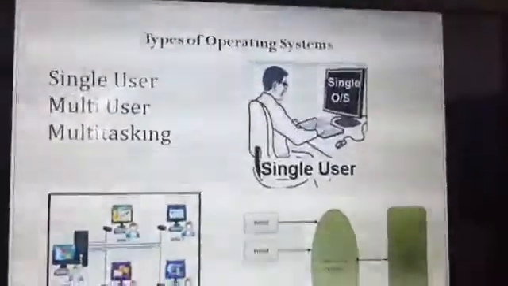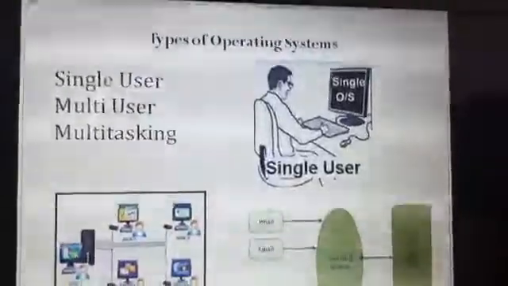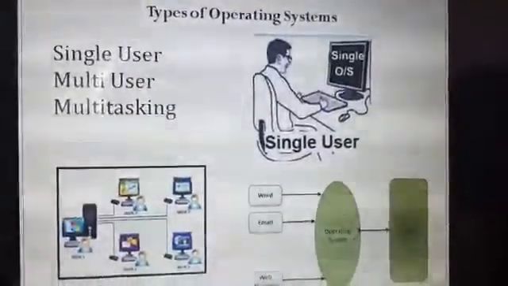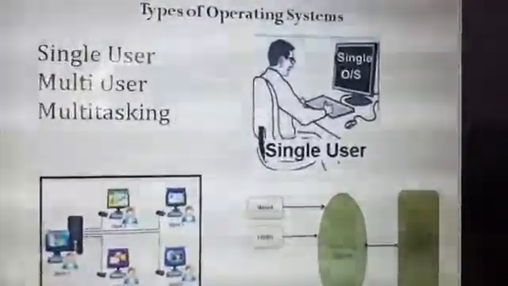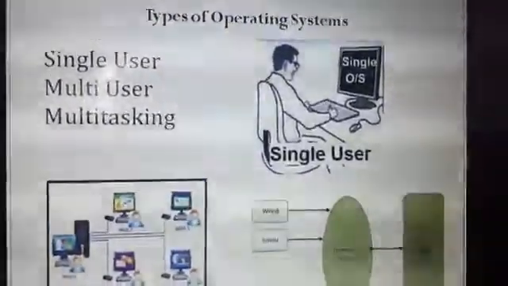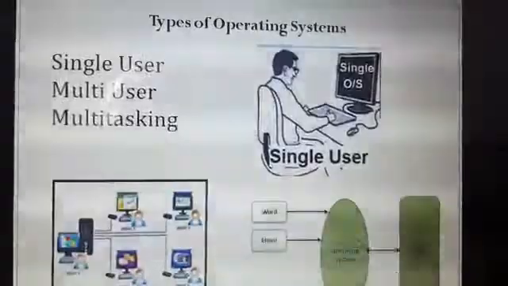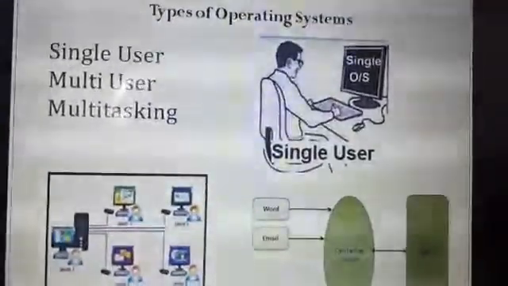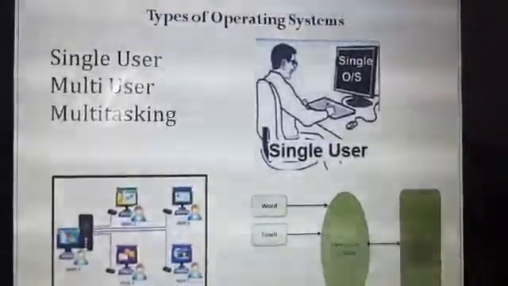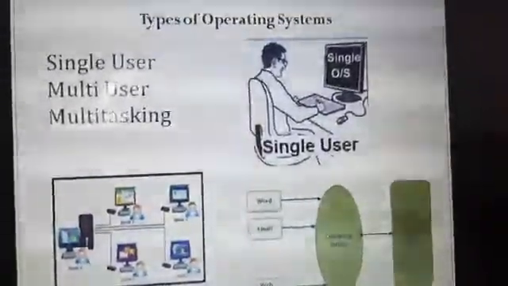Next, we come to the types of operating system. There are three types of operating system. You can see in the picture: single user, clear from the name that one user can use it; multi-user, more than one user; and multitasking, meaning more than one task at a time.